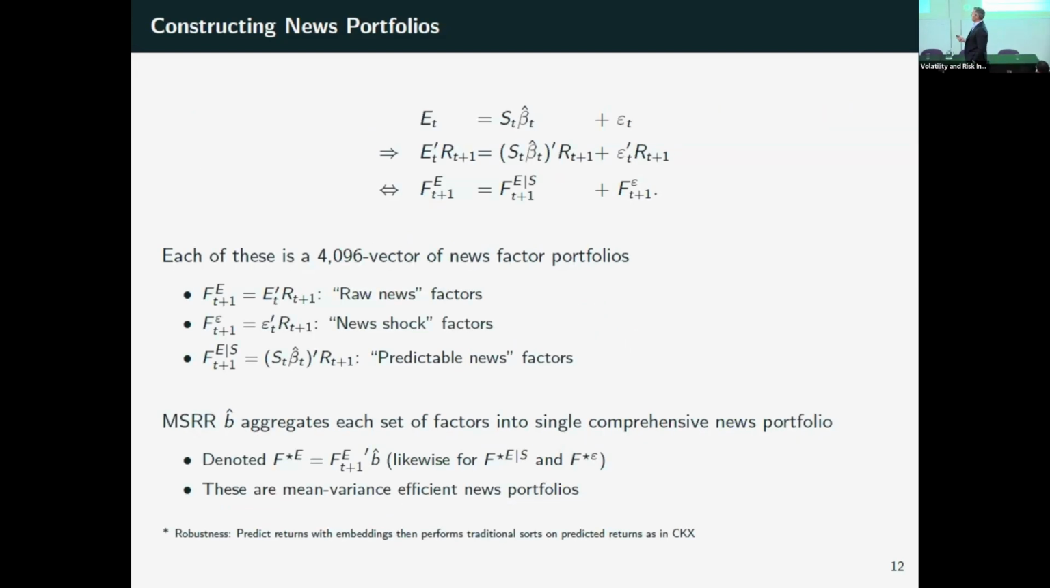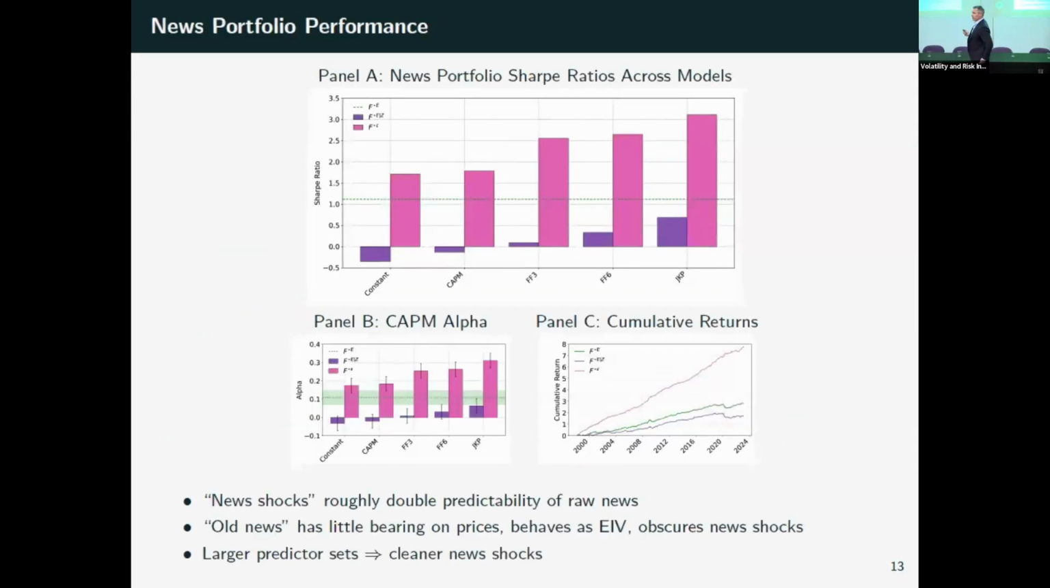All right, now I'm going to show you a couple portfolios. The ones that I'm going to focus on are something that I'll call the raw news portfolio that has this E subscript, something that I call the predictable news or the old news portfolio, which I denote with this E given other observables. And then this is the one that I really am interested in, the news shock or the pure news portfolio. So I'm just going to show you, if I build a portfolio using the raw news, and if I build a portfolio using the unexpected news, what is the difference in the performance of these portfolios? That's really the core research question that we're looking at here. And this is the answer.